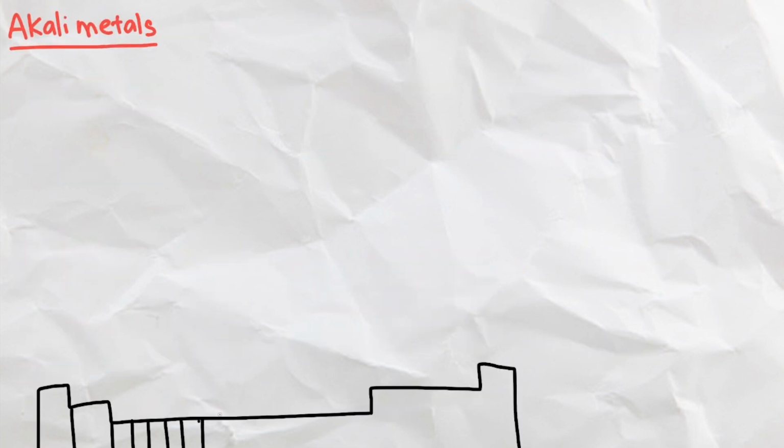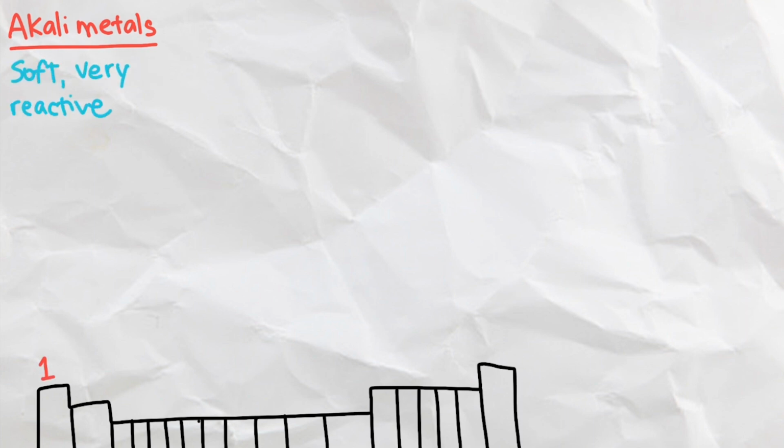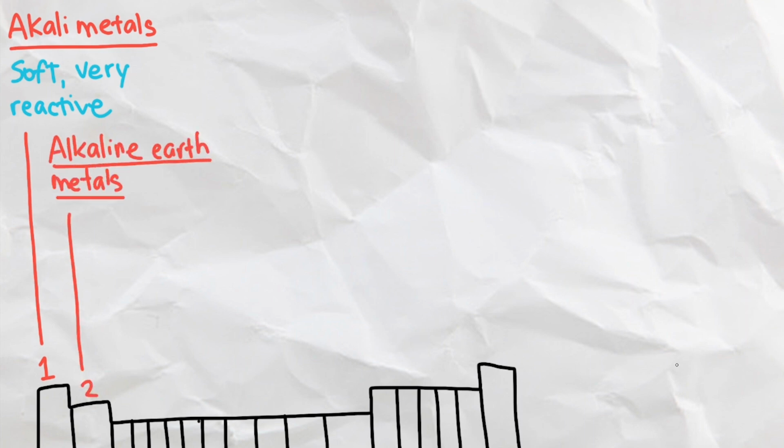We have alkali metals in group 1, except for hydrogen. They are soft, have low boiling points and melting points, and are very reactive, especially to water. In group 2, we have alkaline earth metals, and they're the second most reactive. They also have a low boiling and melting point, but they are great conductors.